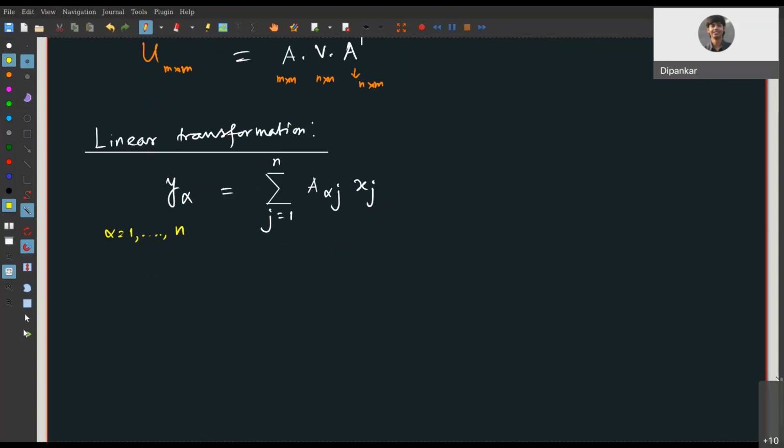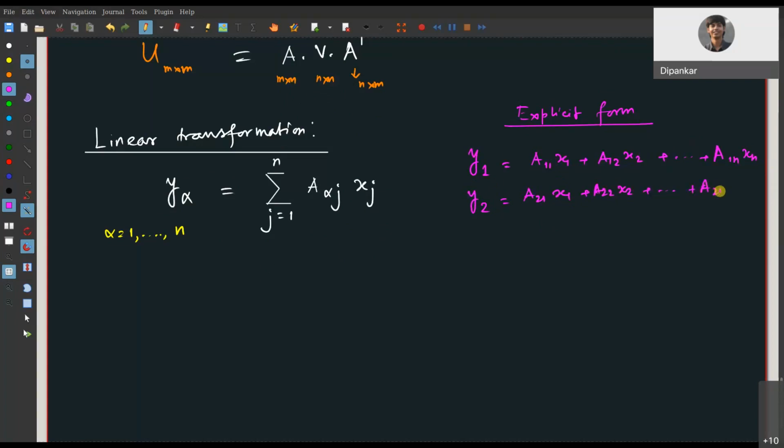Because there may be people who are not familiar with linear algebra, in explicit form, if you construct y1, this will be a11 x1 plus a12 x2 plus dot dot dot up to a1n xn. y2 equals a21 x1 plus a22 x2 plus dot dot dot plus a2n xn, and you carry on like this, and yn will be an1 x1 plus an2 x2 plus dot dot dot plus ann xn. Suppose this is the transformation I defined.